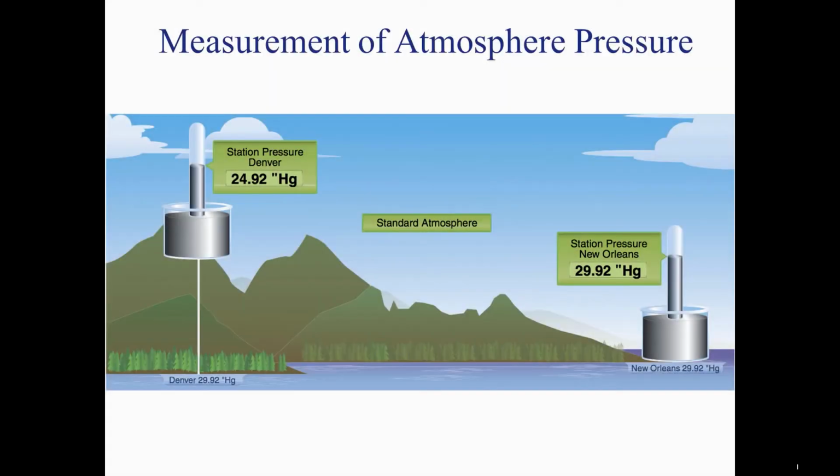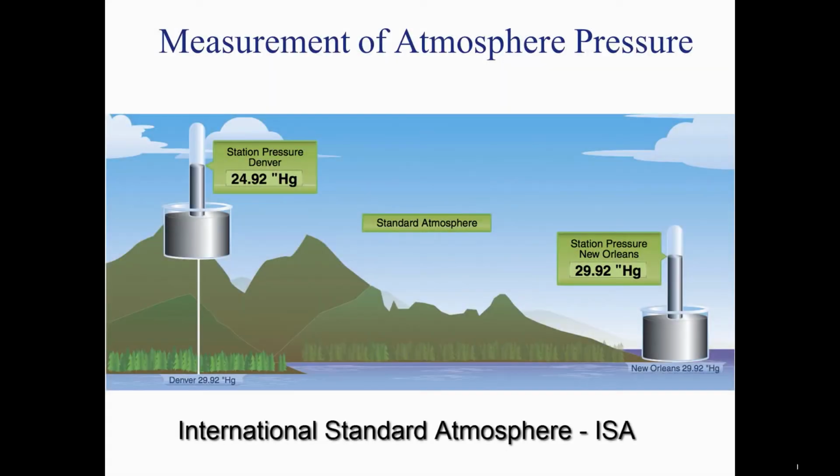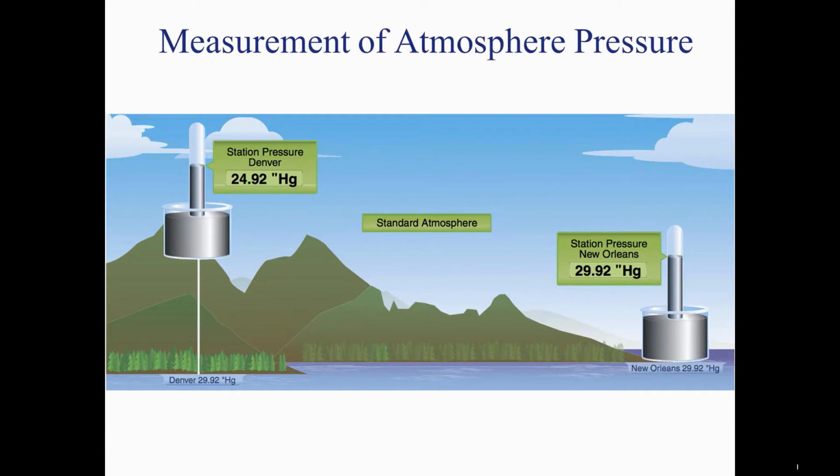To provide a common reference, the International Standard Atmosphere, ISA, has been established. These standard conditions are the basis for certain flight instruments and most aircraft performance data. Standard sea level pressure is defined as 29.92 inches of mercury, and a standard temperature of 59 degrees Fahrenheit, 15 degrees Celsius.